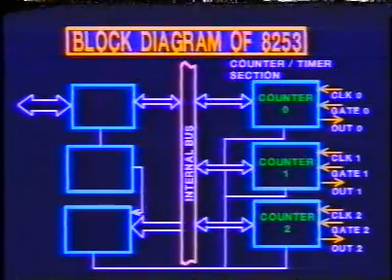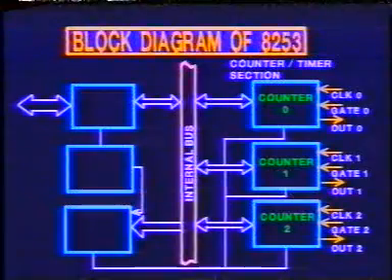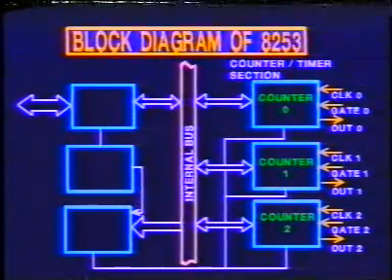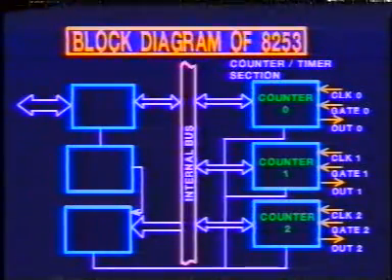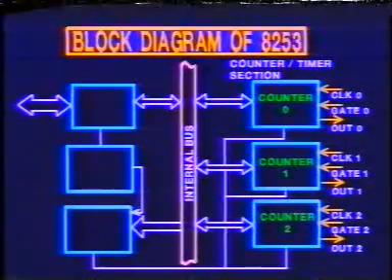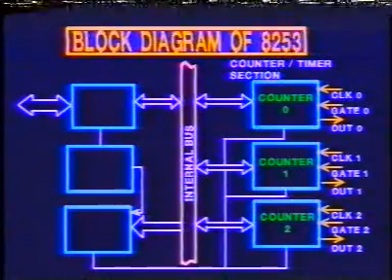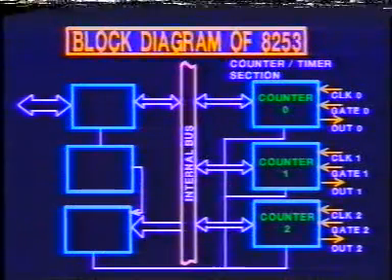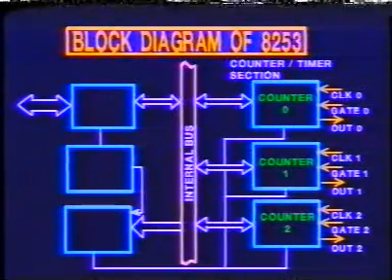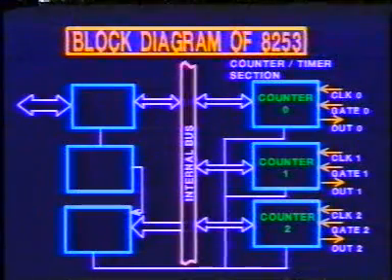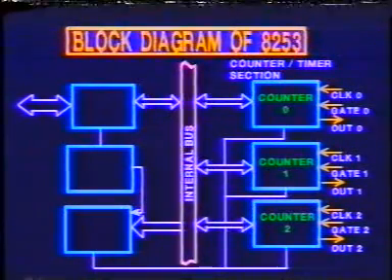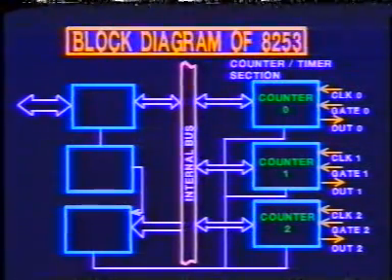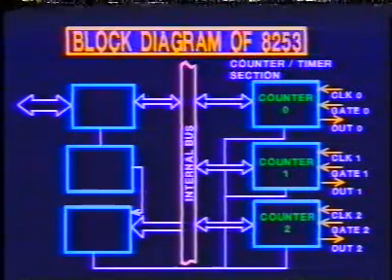Each counter has a clock input, a gate input, and one output. The gate input enables the counting process. The counting may be started using this gate signal. Thus, the starting of counting may be synchronized with an external event. The counter indicates the completion of the counting process through the out signal. Each counter can give 6 different types of output.